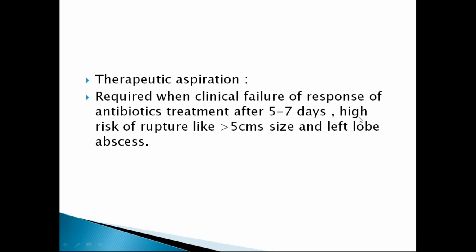So therapeutic aspiration. When do you aspirate a case of amoebic liver abscess? One, if it is present in left lobe. Two, if it is more than 5 centimeters in diameter in any way. Three, if it is likely to rupture, then also we will do. The reason being that the left lobe abscess and size more than 5 are more likely to rupture. That is why we will not wait. We will directly aspirate. Once it ruptures, most common site of rupture is peritoneal cavity. Unnecessarily, it will cause peritonitis and these kind of complications. So to avoid that, we will do that.